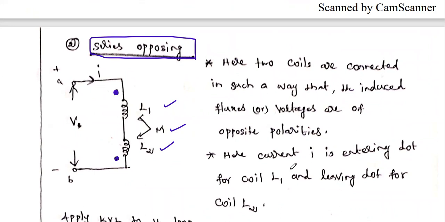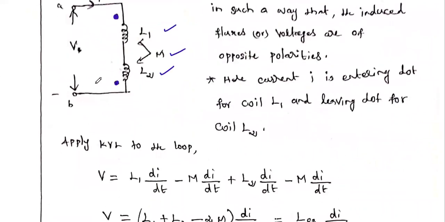Okay, so in that case, if we write KVL for this loop, the applied voltage V equals, first, the self-induced EMF of the first coil, L1 into di by dt. Then, according to this dot, the mutually induced EMF in L1 because of L2 is minus M into di by dt. Why this minus? This negative indicates, according to the dot convention, that one dot is at the entering point and the other dot is at the leaving point. That's why minus M into di by dt.